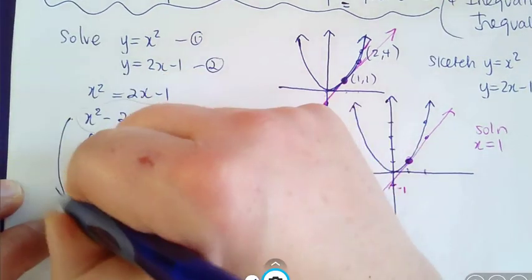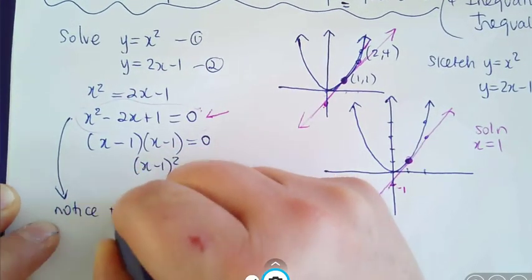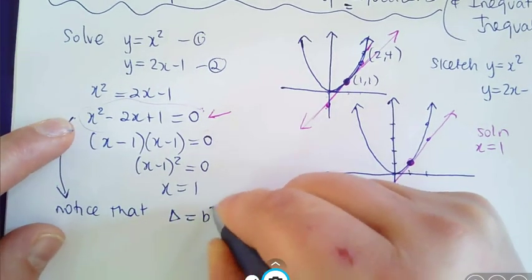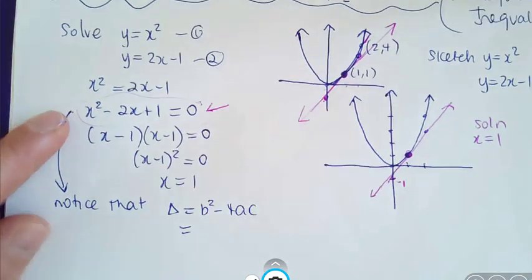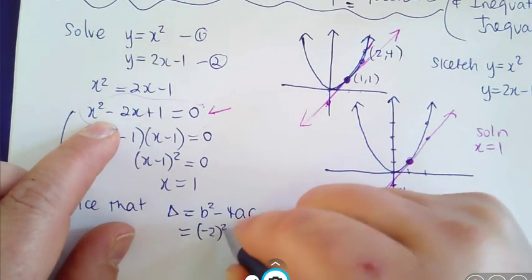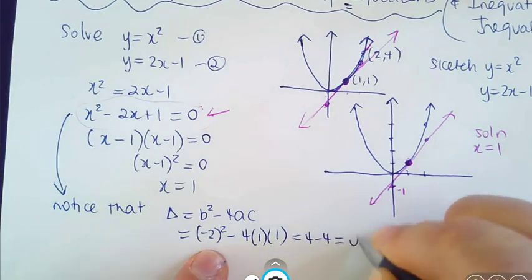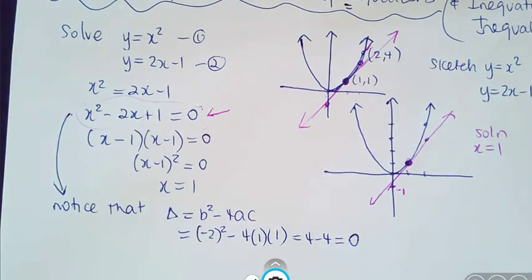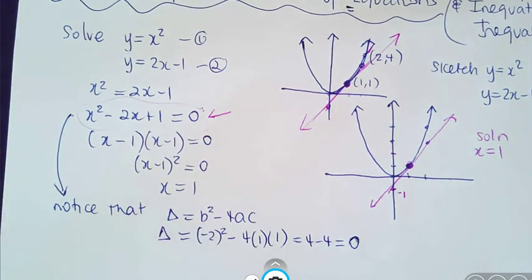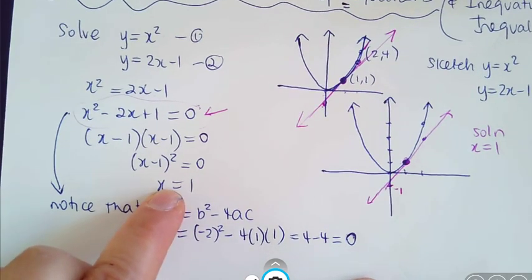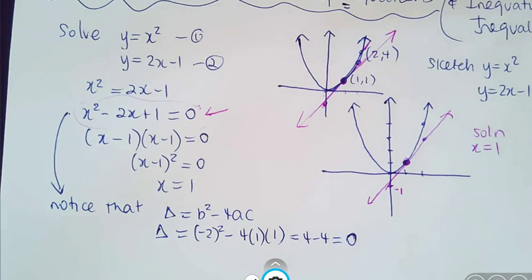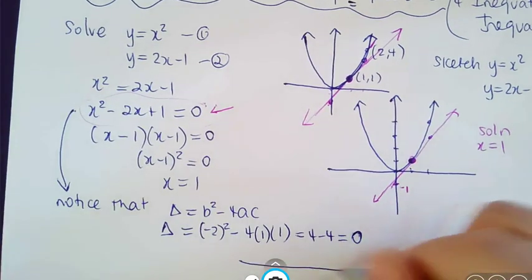So if I do the discriminant of this, which is b squared minus 4ac, that's negative 2 squared minus 4 times 1 times 1. That's 4 minus 4, which is 0. The discriminant is 0. Remember with quadratics and solution of quadratics, when the discriminant is 0, it means equal roots, or one real root. And there is one solution to this. Just noticing that, that's all. All right, we'll look at another one.